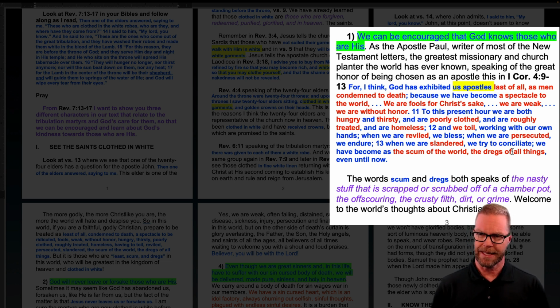I talk about how even the apostles, who are, spiritually speaking, probably some of the greatest, most privileged people who ever lived, they were chosen by Jesus, trained by Jesus, lived with Jesus, commissioned by Jesus. They had the gift of prophecy. They had apostolic authority. And yet, in 1 Corinthians 4:9 through 13, they're exhibited as least of all, condemned to death, spectacle of the world, fools for Christ, weak, hungry, thirsty, poorly clothed, roughly treated, homeless, toiled, reviled, persecuted, slandered, the scum of the world and dregs of all things.